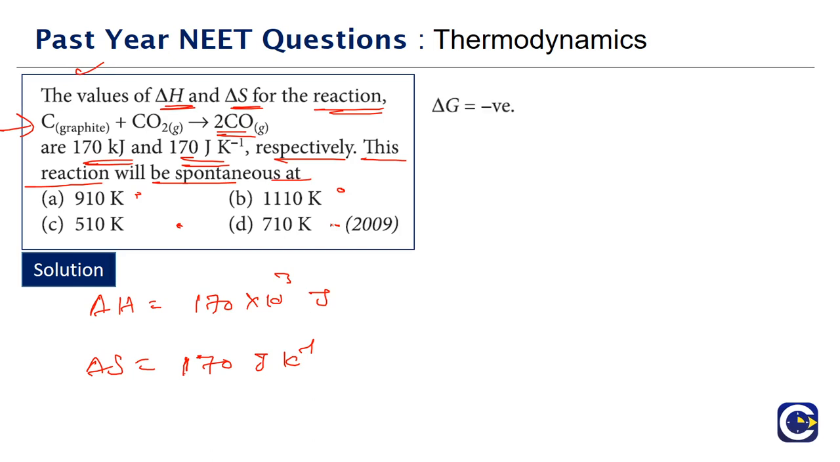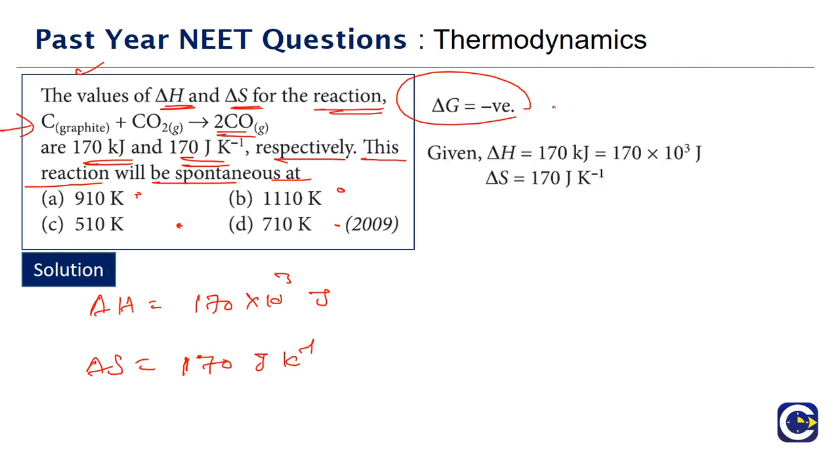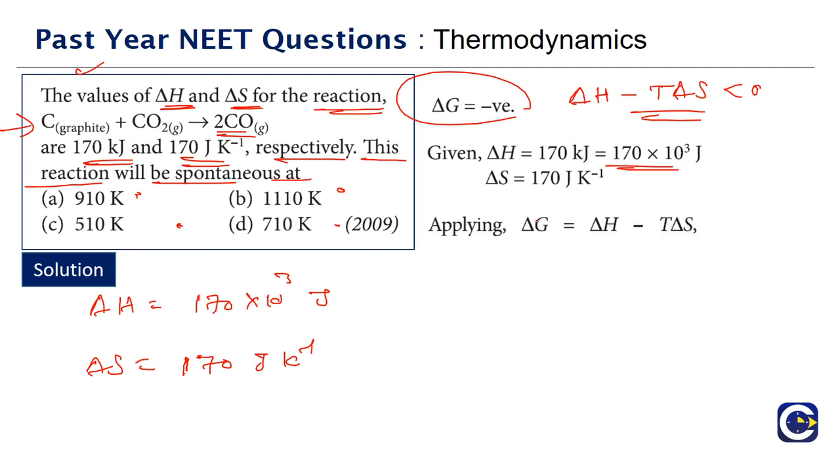Now, if you look at any reaction, what is the condition for spontaneity? Del G must be negative. So del G negative means what? So delta H minus T delta S must be negative. What is the delta H value? Just now we discussed, 170 into 10 power 3 joule. Delta S is 170 joule per Kelvin. Now, what is the del G formula? Delta H minus T delta S.